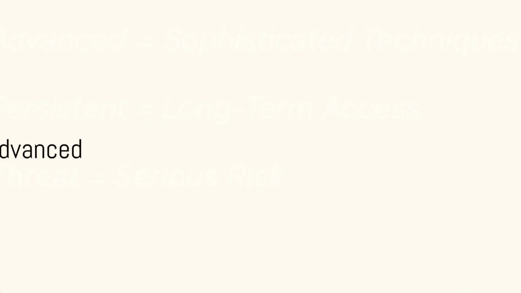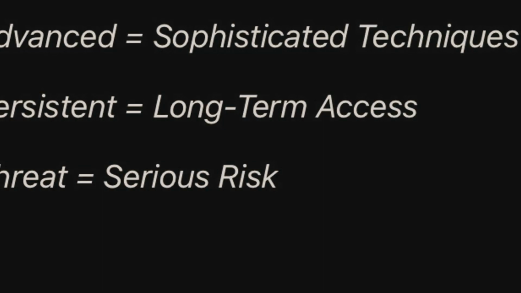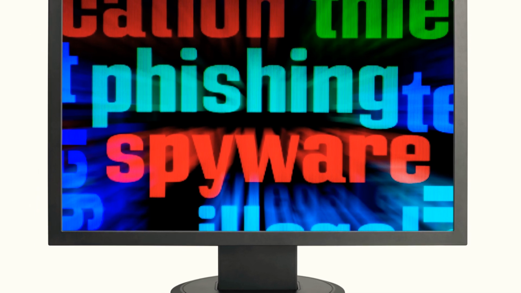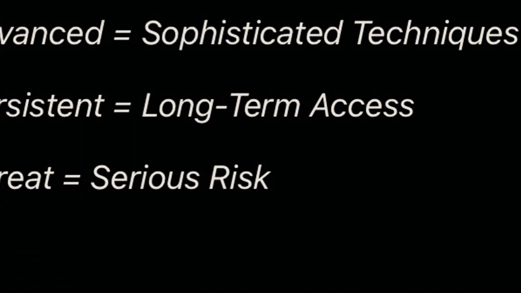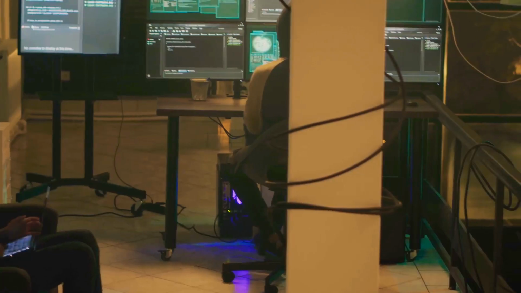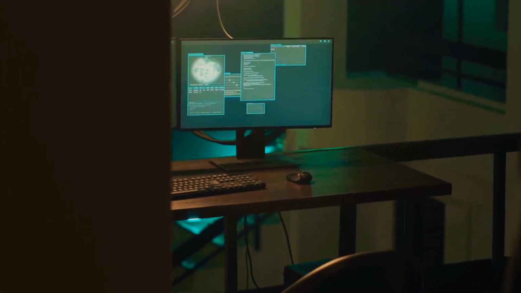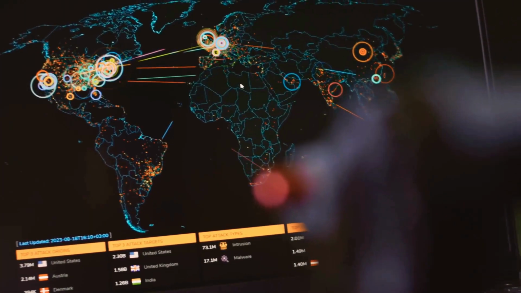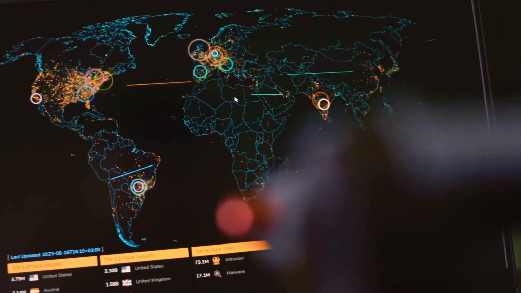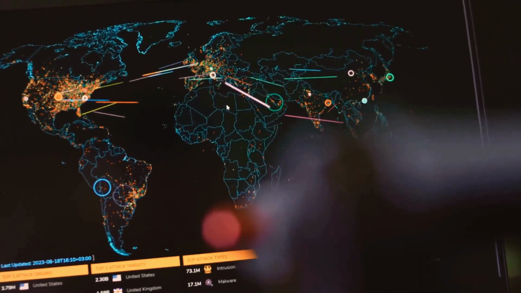Let's break it down. Advanced: APTs use sophisticated techniques like zero-day exploits, spear phishing, rootkits, and custom malware. They're often tailored to the specific target. Persistent: these attackers don't just get in and get out. They maintain long-term access, often using backdoors and encrypted communication to avoid detection. Threat: they pose a serious risk, typically launched by nation-states or organized cyber criminal groups with big objectives like espionage, intellectual property theft, or infrastructure sabotage.